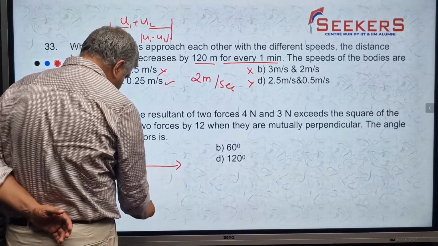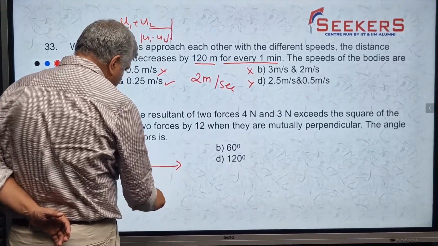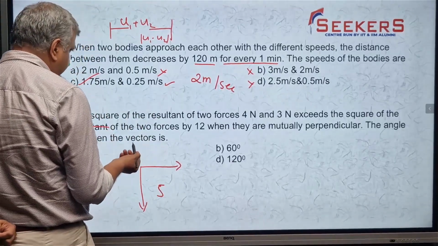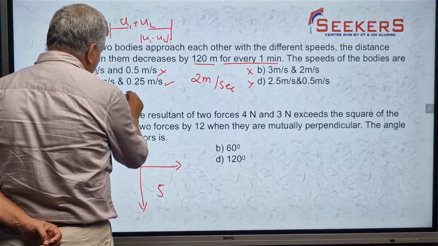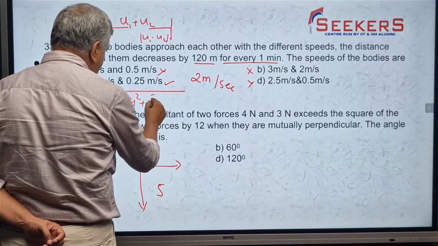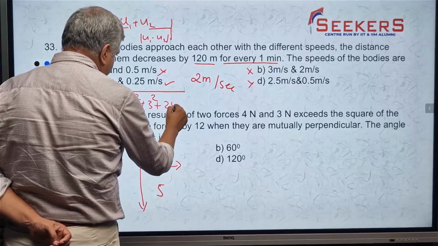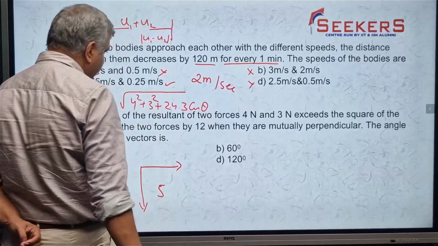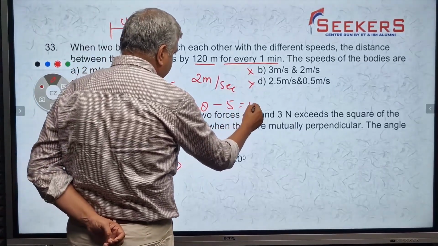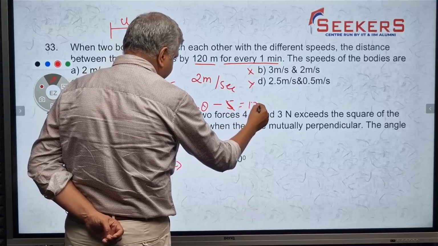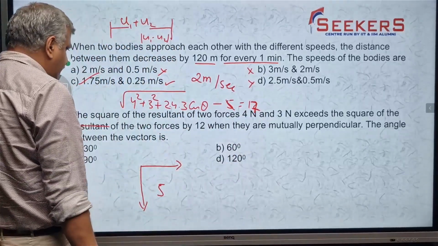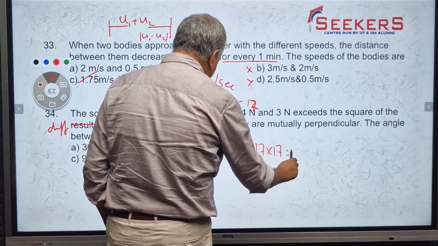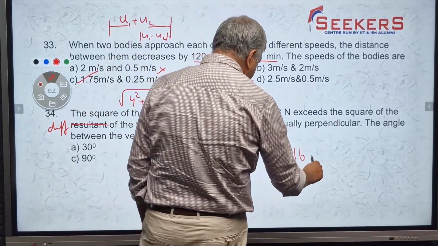So 4 Newton and 3 Newton are mutually perpendicular, so the resultant is going to be 5. Now initially suppose the angle is theta, then the resultant will be equal to the square root of 4 square plus 3 square plus 2 times 4 into 3 into cos theta. So this minus 5 is equal to 12. So when it goes that side, it will become 17. So I'll square both the sides. So 17 into 17 looks like 4 square, that is 16 plus 9.